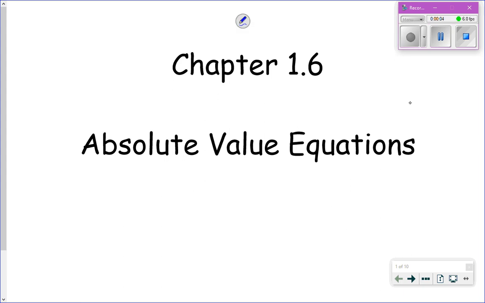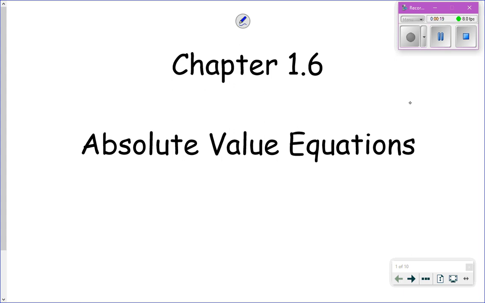Okay, so today we're going to talk about absolute value equations. This is a big section in Chapter 1. There's going to be quite a few of these on your SLO test. So this is a big topic for Algebra 2. So we're going to talk about absolute value equations today. We're going to do some examples.